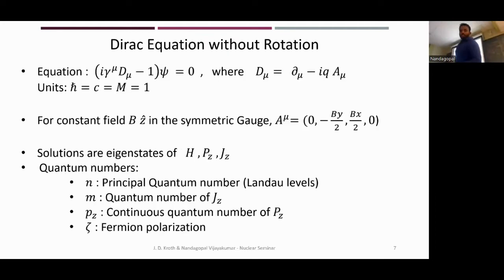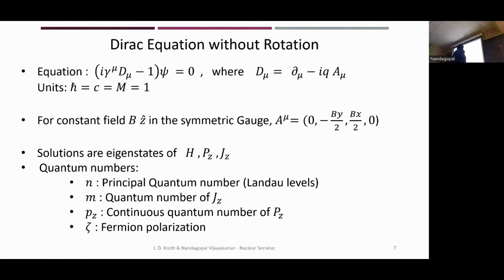Okay, so let's dive right into the first step, which is to solve the Dirac equation. But before we go to the Dirac equation with rotation, we'll switch off the rotation and see what the solution looks like. So in this case, the Dirac equation is modified by the covariant derivative, which is the usual derivative plus the 4-vector potential term. And also one more thing, we'll be working in units where h-bar and c equal 1, and capital M, which is the mass of the fermion, is also set to 1. We'll be working in dimensionless units.